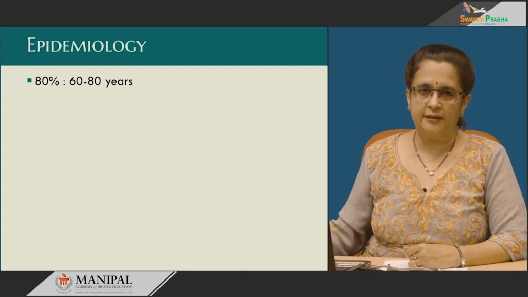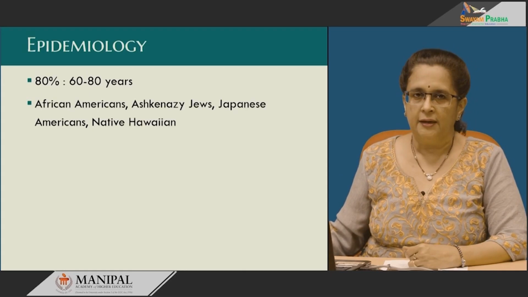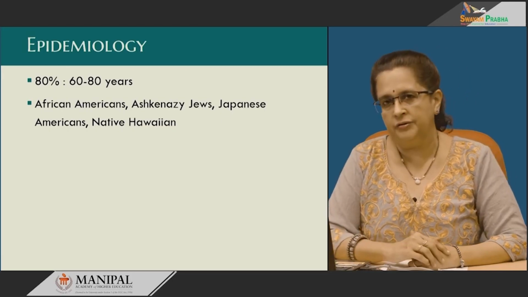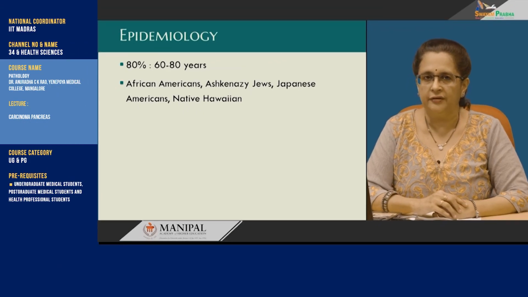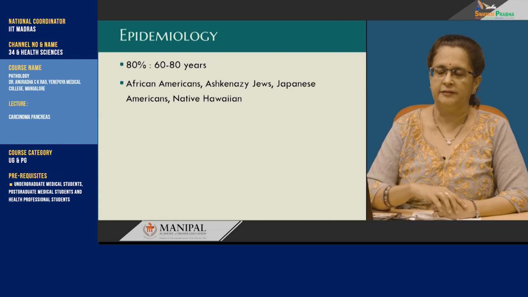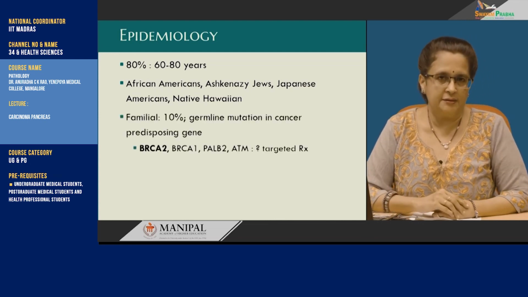So, most of these cases occur in the age group of 60 to 80 years, and certain groups are found to have a predilection for development of pancreatic carcinomas, and these include the African Americans, Ashkenazi Jews, the Japanese Americans and the native Hawaiians. In some patients, familial tendency has also been seen.